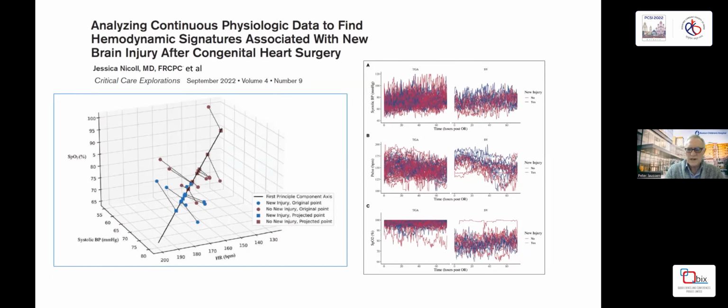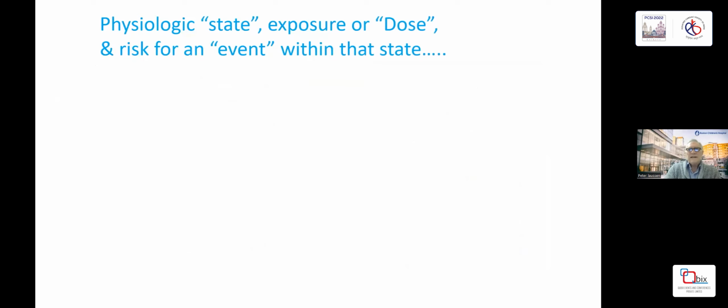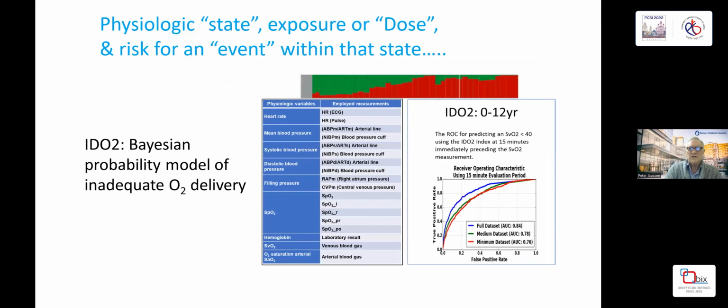And it's not just one signal. In this case, there are 3 signals. And I'm certain that if we collected even more signals, we'd have a much clearer picture again of those patients at risk. Now, I talked about the physiologic state and the risk of an event within that state. And the work I've been doing for some years is to look at, I think, a very important state, and that's the inadequate oxygen delivery.